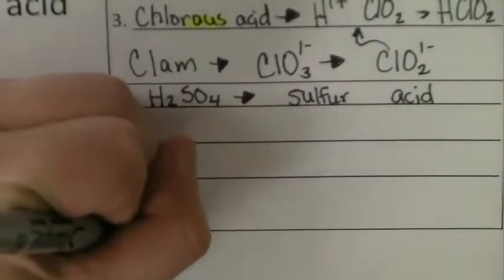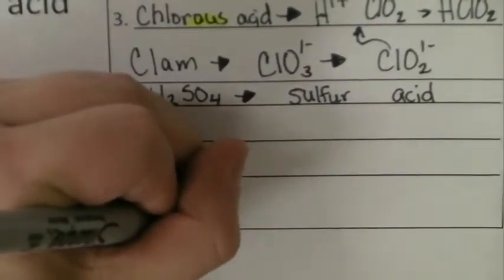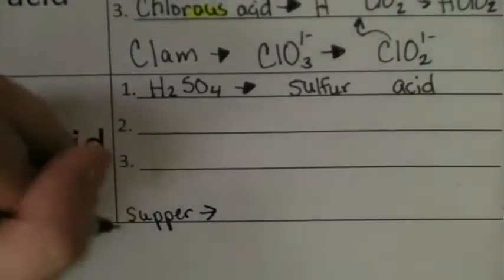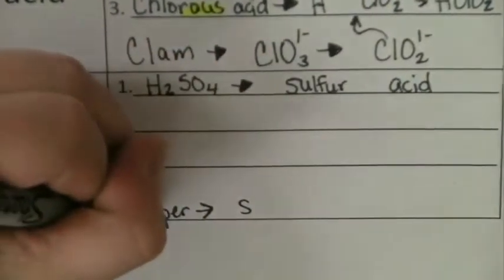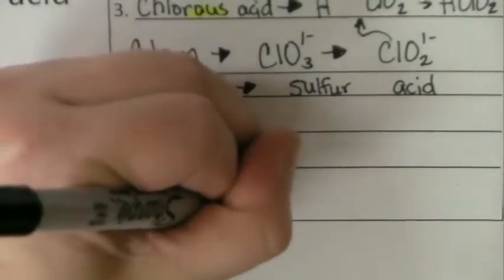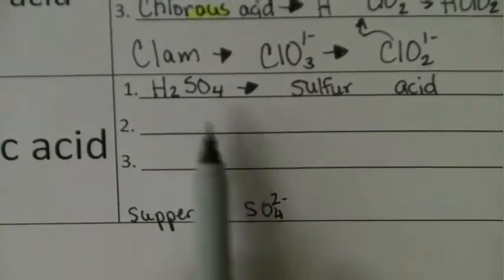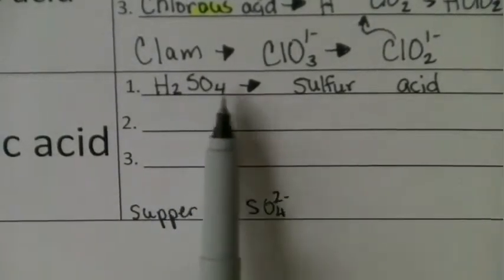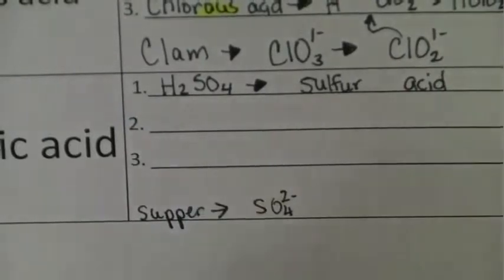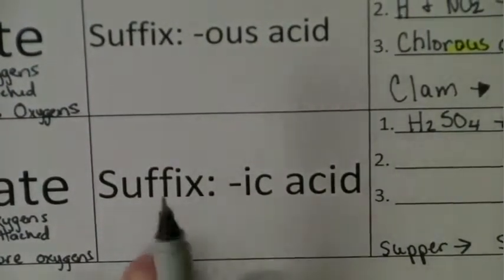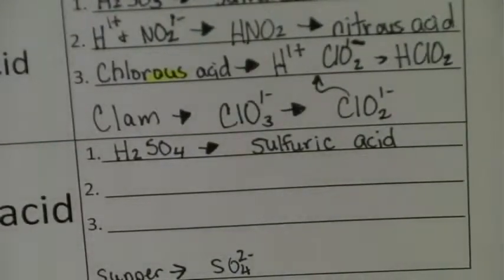You know the word from Nick the Camel that's going to help you is supper. Right, and supper is going to tell us the ate ion, which would be SO4 with a -2 charge. So we know this is sulfate. As long as that matches that, then we're good. SO4, SO4. So this must be sulfate, which means we're going to name this sulfuric acid, right? Because when your ion ends in ate, your acid ends in ic. Okay, so H2SO4, sulfuric acid.